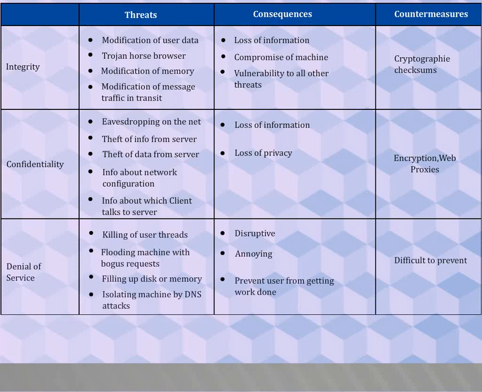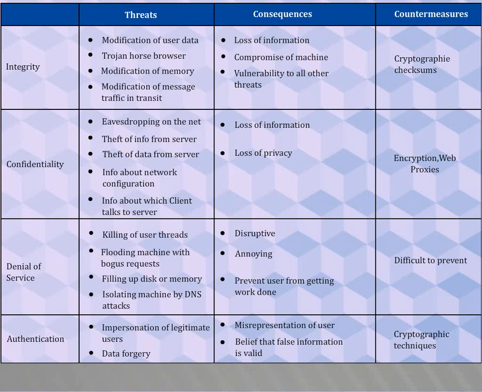Denial of service. Threats: killing of user threads, flooding machine with bogus requests, filling up disk or memory, isolating machine by DNS attacks. Consequences: disruptive, annoying, prevent user from getting work done. Countermeasures: difficult to prevent. Authentication. Threats: impersonation of legitimate users, data forgery. Consequences: misrepresentation of user, belief that false information is valid. Countermeasures: cryptographic techniques.